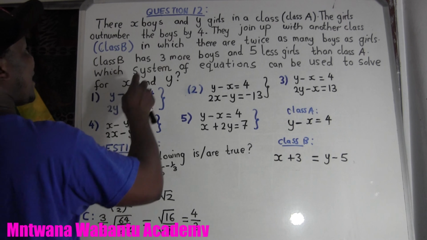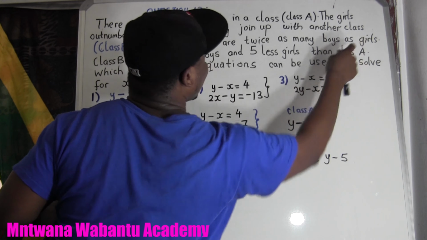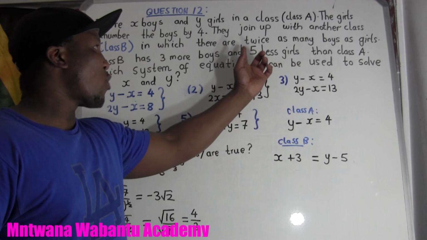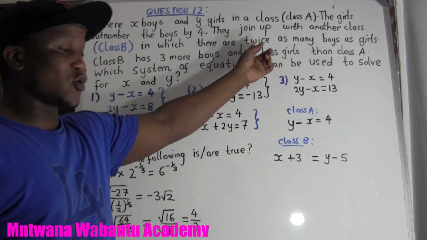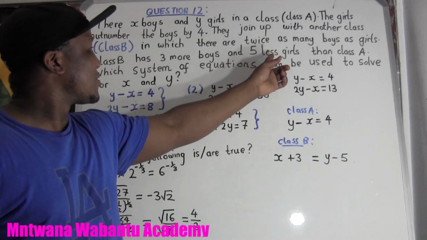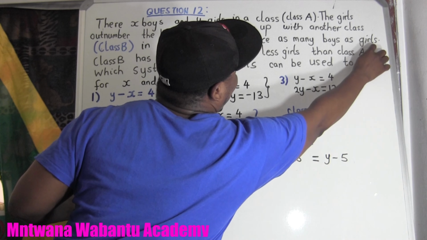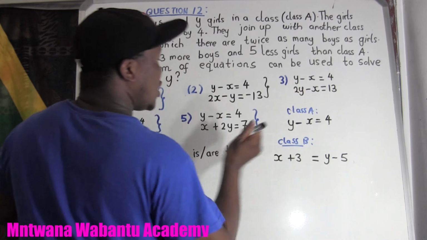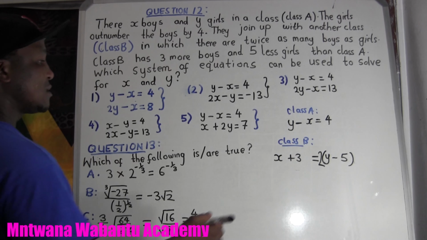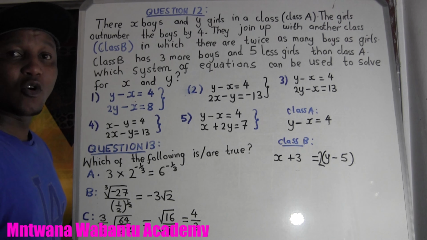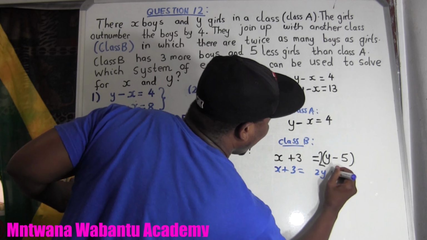Now I'm going to come back to this sentence: there are twice as many boys as girls. Whenever they say twice or thrice as many boys as girls, look at the last word, which is what you multiply by the twice. Twice as many boys as girls, so the twice is for girls. Girls is Y, so I put my twice here. Then just simplify. This is going to be X plus 3, and this is going to be 2Y minus 10.